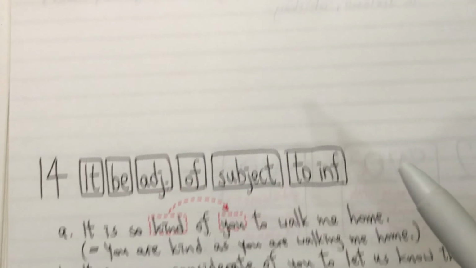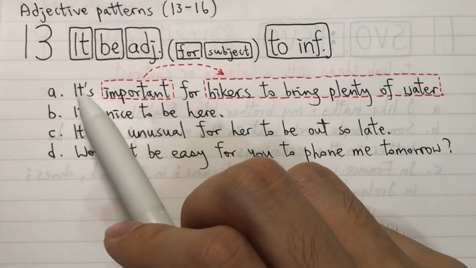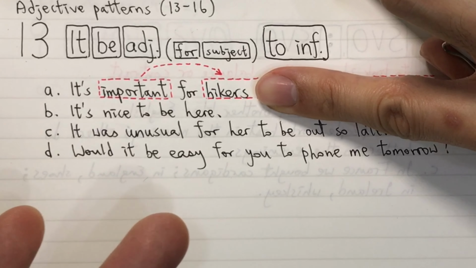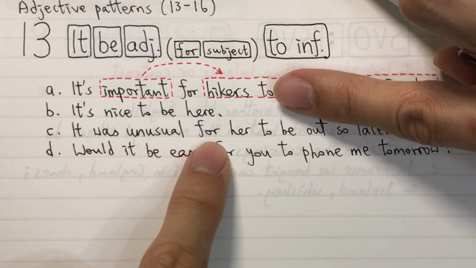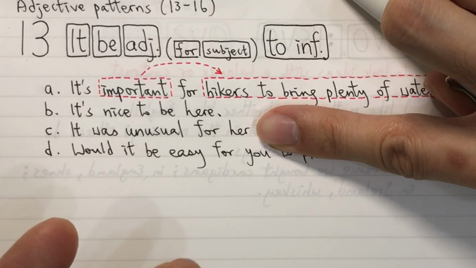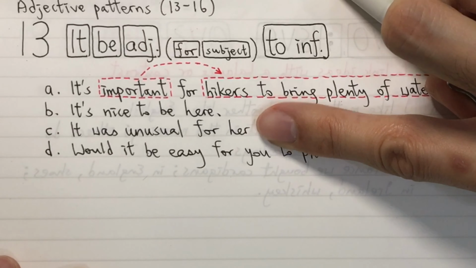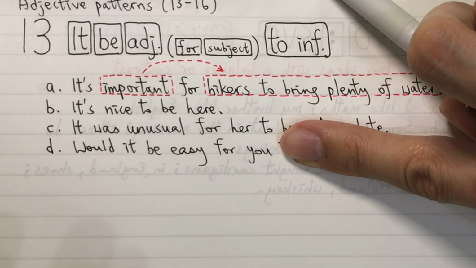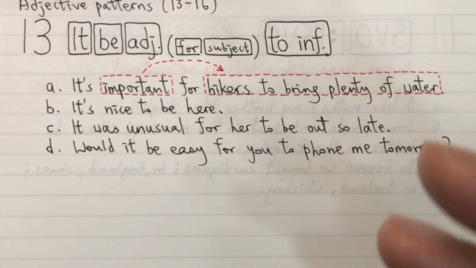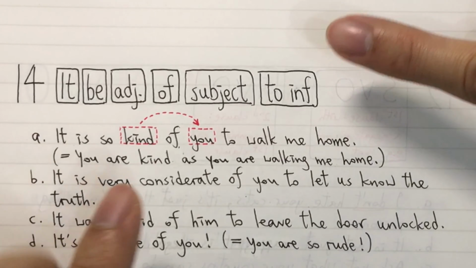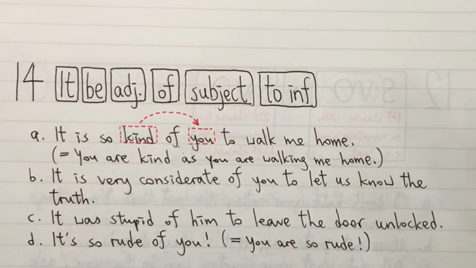That's fine. But 13, you don't do it like, it's important for hikers, full stop. What is it? It's not clear. It's not complete. It was unusual for her, full stop. Again, what is it? What is unusual? What is unusual for her? Again, I wonder. Would it be easy for you? Question mark. What is it? What do you want? So, again, it's not complete. This is another significant difference between item 13 and 14. You can skip the to infinitive part for 14.